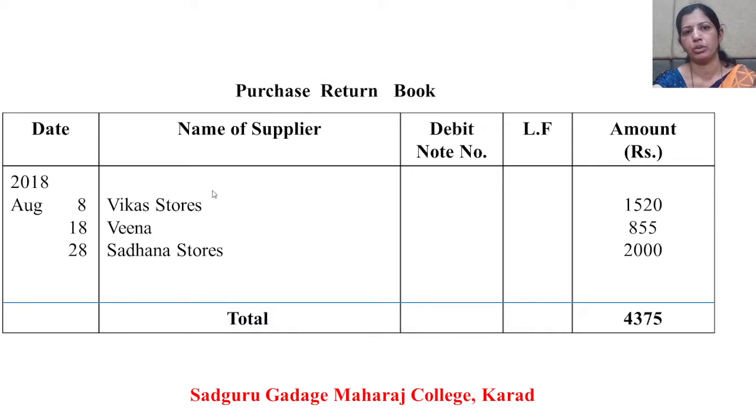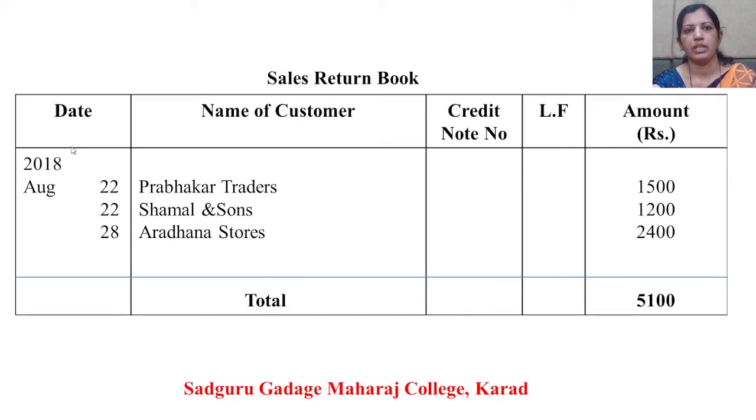Then purchase return book. Purchase return book requires 5 columns: date, name of supplier, debit note number, LF, amount. This book records returns when we purchase goods and then return them. This book records purchase return or return outward. Then sales return book. This book also requires 5 columns: first is date, second name of customer, third credit note number, LF and amount. Sales return book is also known as return inward book.